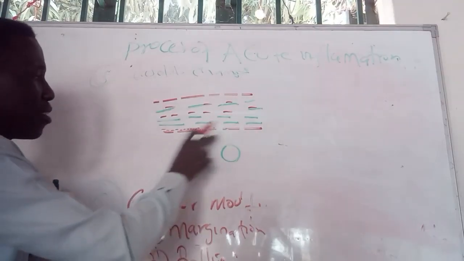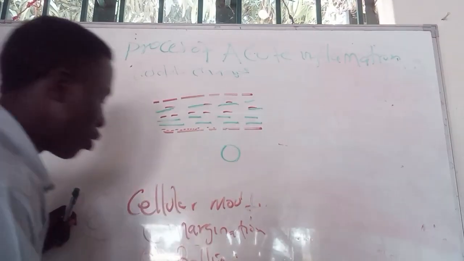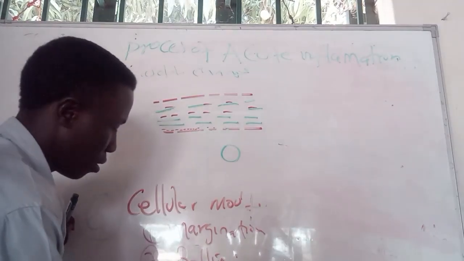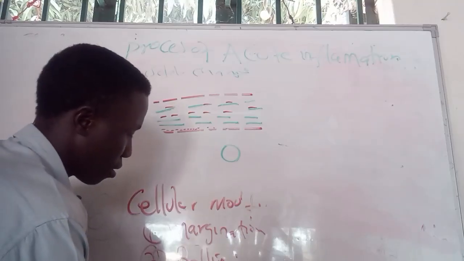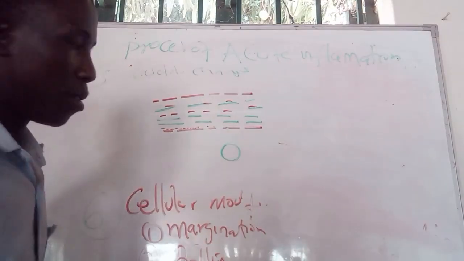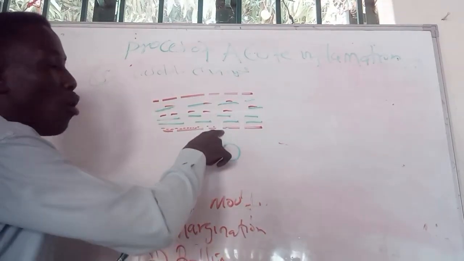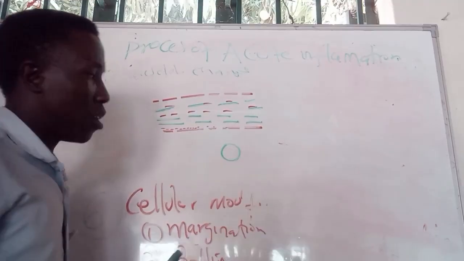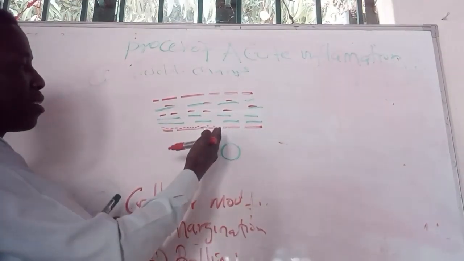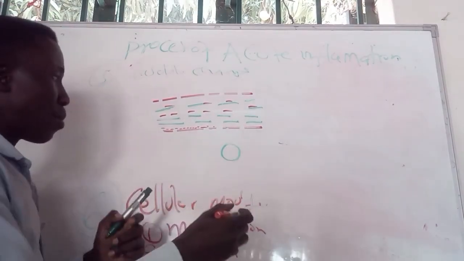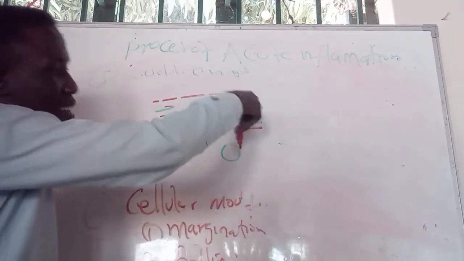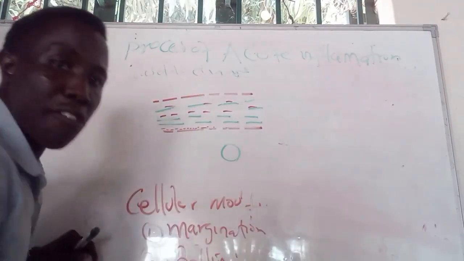As they keep rolling towards this site, the next one that will happen, which is the third one, is what they call adhesion. Adhesion simply means attachment. They will have to roll, and finally they will attach where they need to pass from. That is a firm connection of these white blood cells on the pores where they're going to escape from. So after they have attached, the next step is the fourth one.